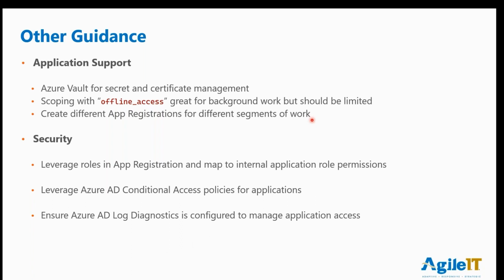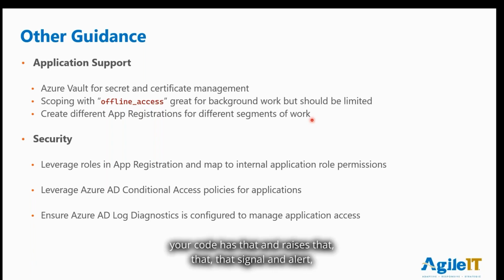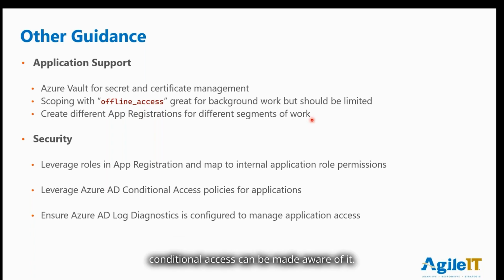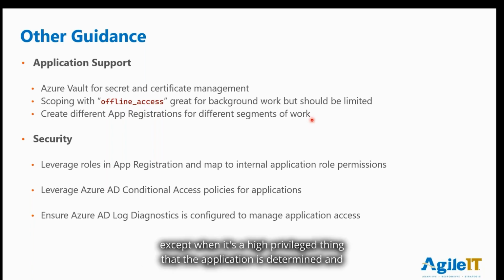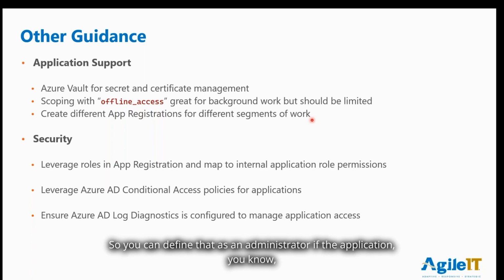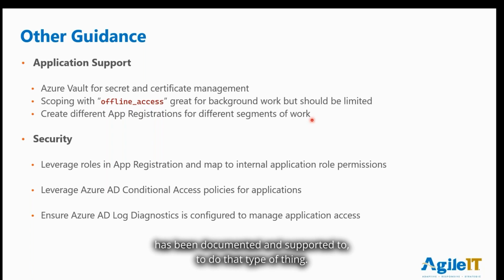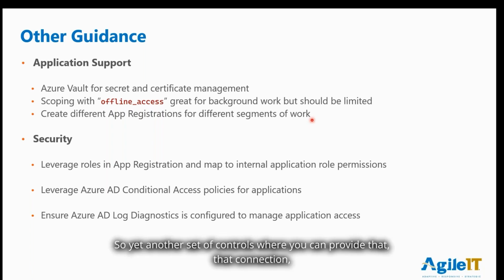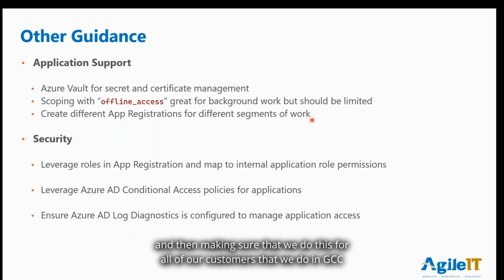highly sensitive activity. And if your code has that and raises that signal and alert, conditional access can be made aware of it. So that way you can say, hey, this application should be used everywhere, except when it's a high privileged thing that the application determines and kicks off that signal. When that happens, I want to MFA them again. They've already logged in, but one more time isn't going to hurt them. So you can define that as an administrator if the application has been documented and supported to do that type of thing. So yet another set of controls where you can provide that connection.